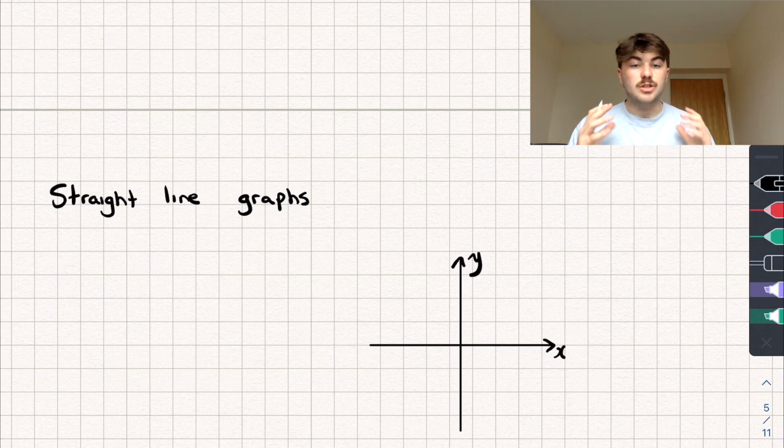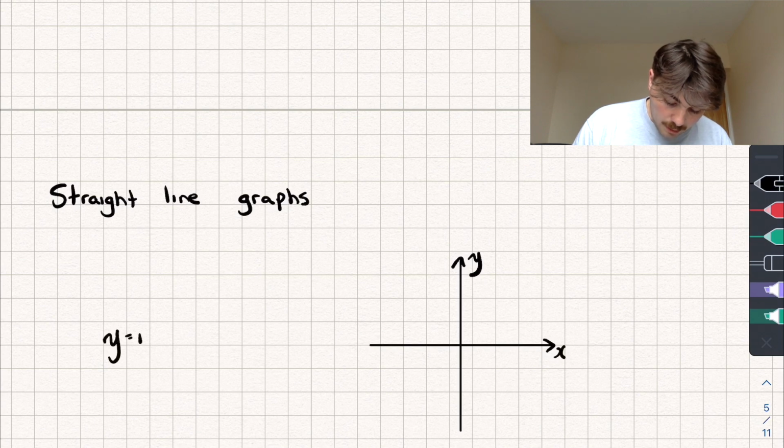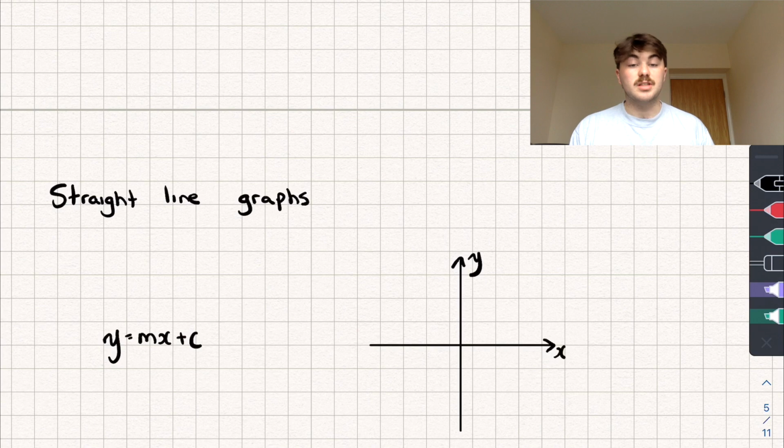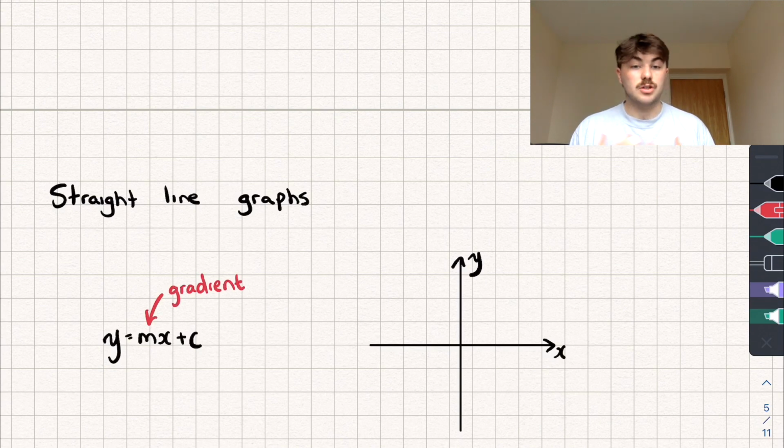So we'll start off with the general equation of a straight line, and that's going to be given by y equals mx plus c. Now all of you should have come across this equation already in GCSE maths, but just to quickly go through it, the letter m is going to represent the gradient of our straight line, okay, and that just means how steep our straight line is, or what the slope is of our straight line, and we're going to look at how we can calculate that in a second.